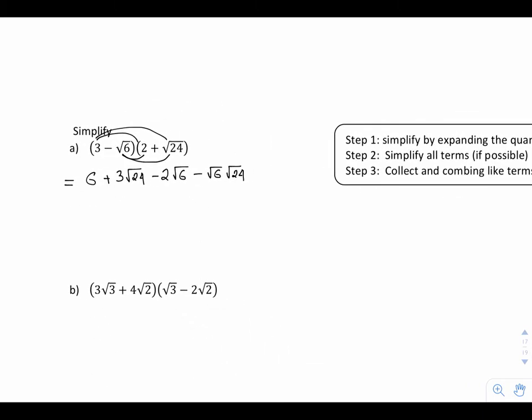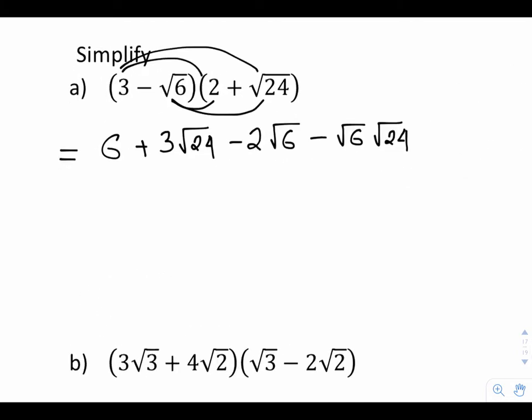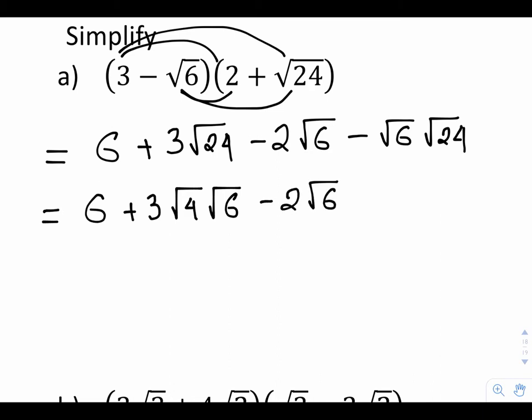Step number 2, simplify all terms if possible. So in this case, simplifying means evaluating the radicals if we can. So 6 is 6, there's nothing to be done there. But here, notice this root 24. Root 24 has a perfect square factor, and that is the square root of 4. And we have the square root of 6. Minus 2 root 6, nothing can be done there. Minus root 6. And again, root 24 is root 6, root 4.